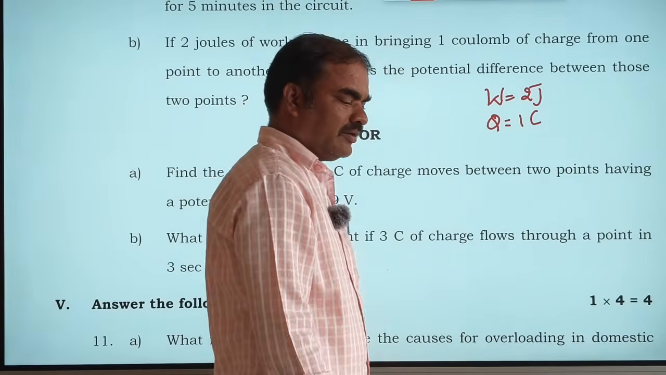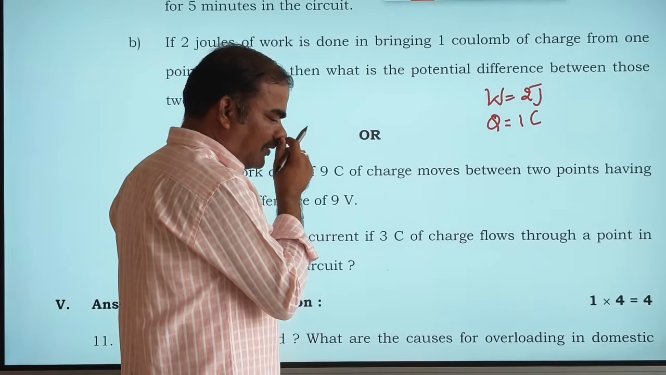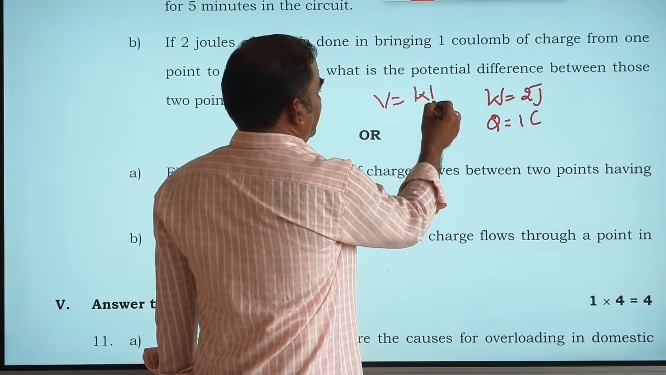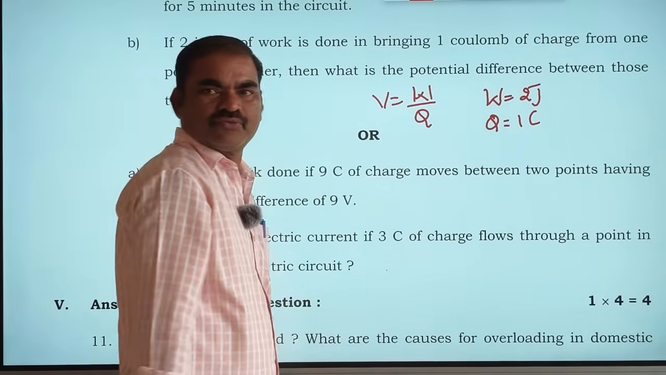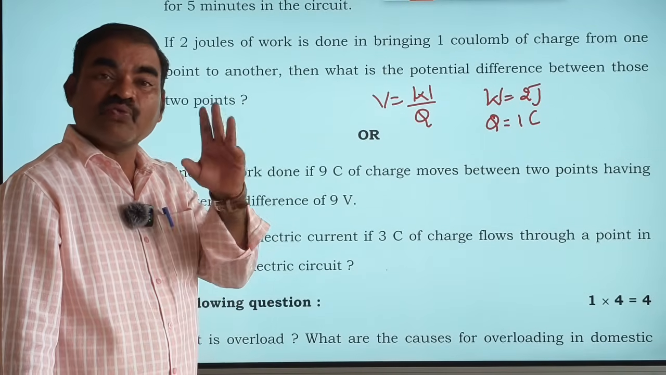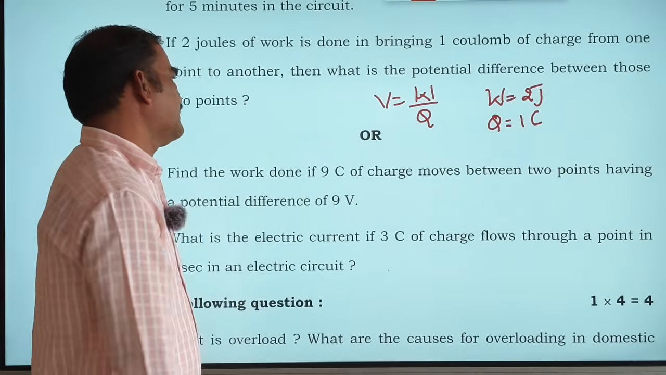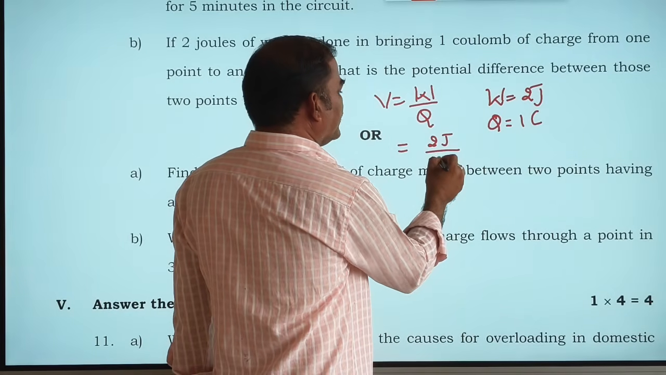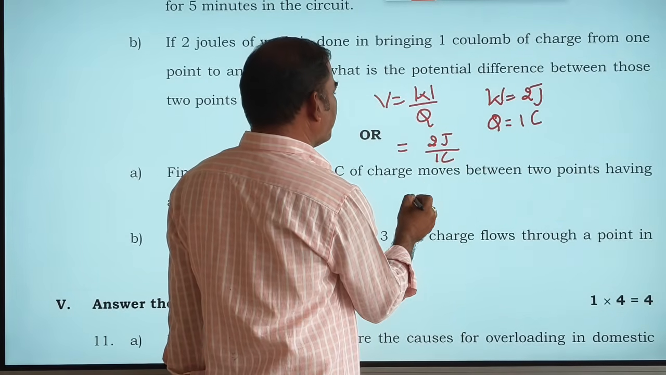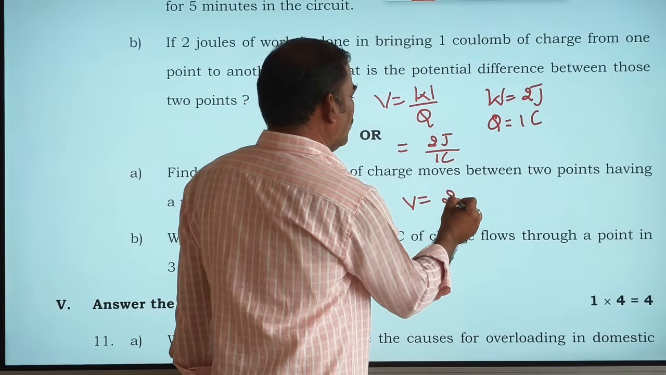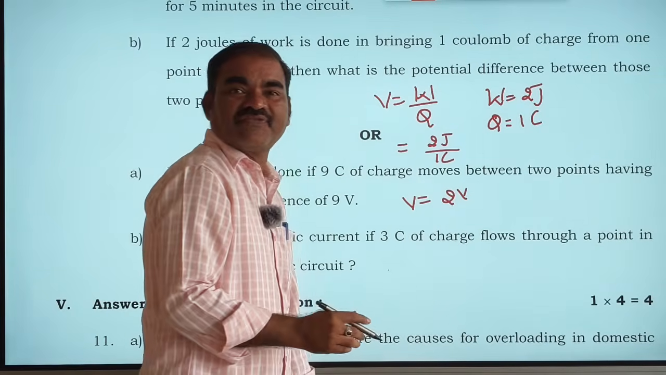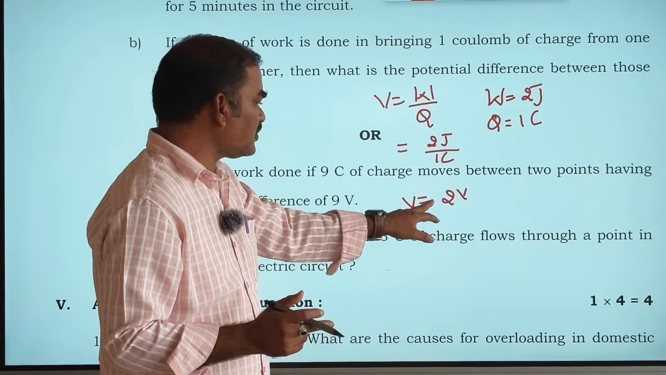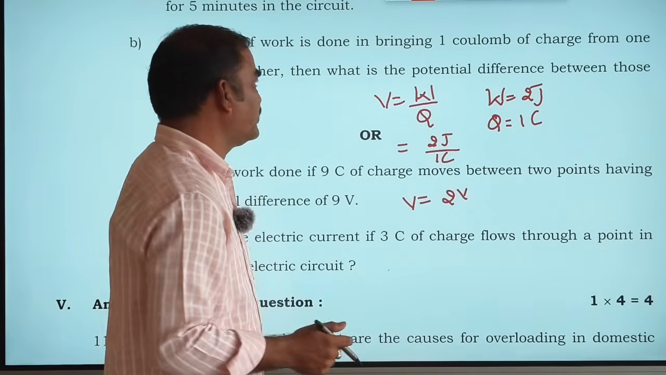We know the formula V equals W by Q. Potential difference equals work done divided by charge. So W is 2 joules, and Q is 1 coulomb. So V equals 2 volt. Potential difference is measured in volt, so it is 2 volt.